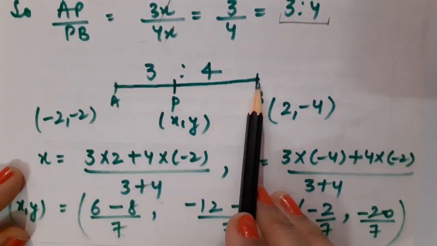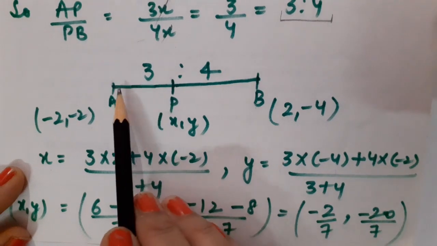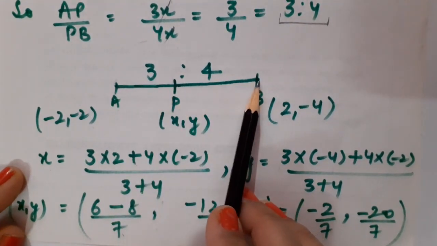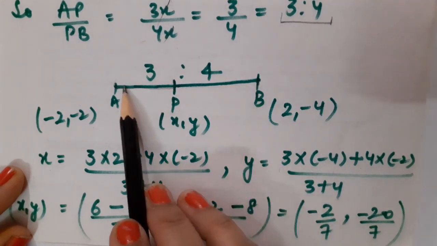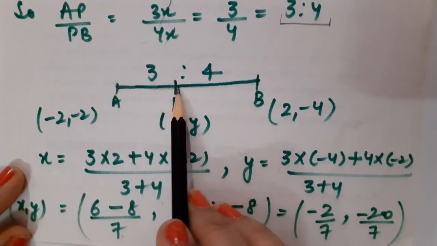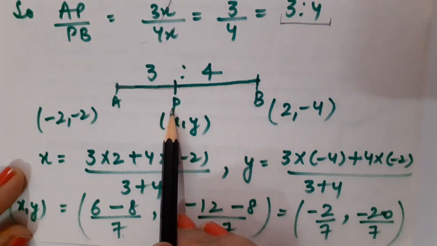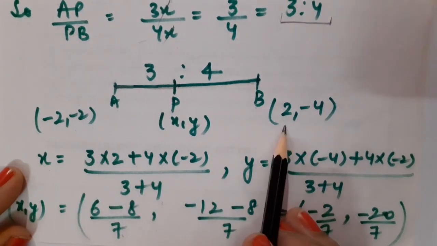Again, I have drawn the line segment AB. This is point P, which is going to divide complete line segment AB in the ratio 3:4. It must appear through the diagram also. 3 part is smaller than the 4 parts. Okay, so it must appear in the diagram. So the coordinates of A as well as B I have written.